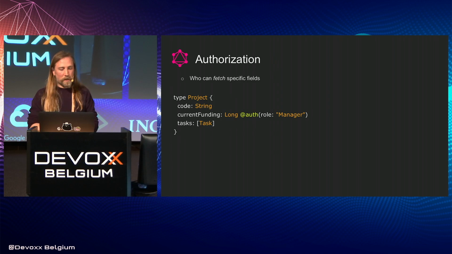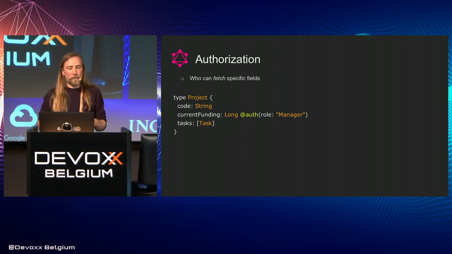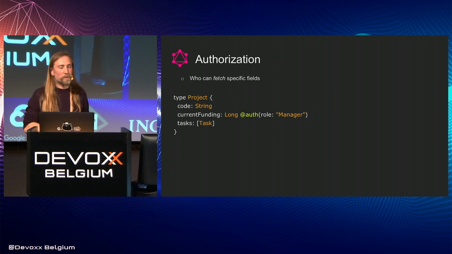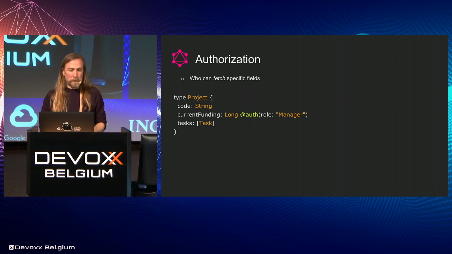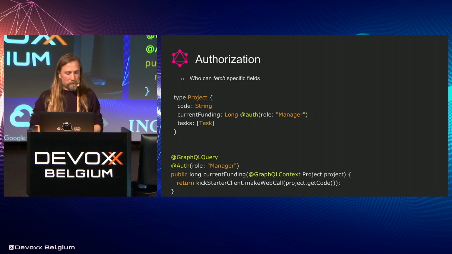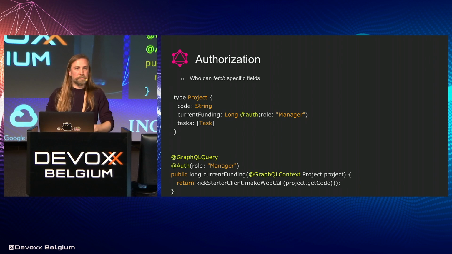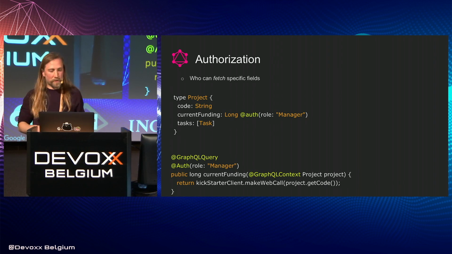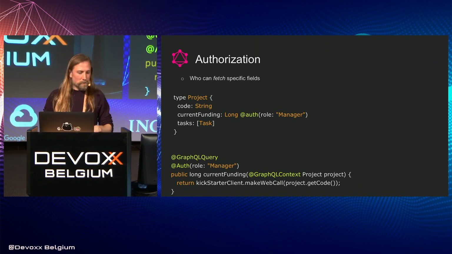Here I call it auth, and it has a parameter called role, and it says what role you need to be able to access this. So funding available to managers only. And then in Spring, you could, for example, use a custom annotation for this, or Spring Security or something. You could just do it that way. And then in your runtime, you can check for the presence of the directive and then make a decision.